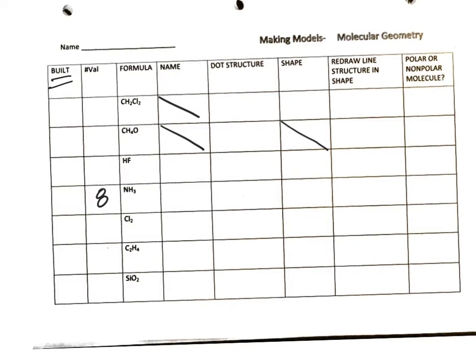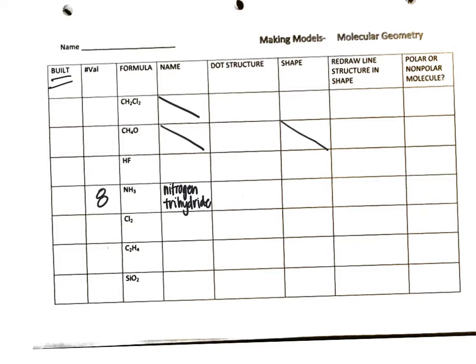So we're going to start with NH3. First, NH3 has 8 total valence electrons. Nitrogen contributes 5, and I have 1 nitrogen. Hydrogen contributes 1, and I have 3 hydrogens, so 8 total. When we are naming this molecule, it is nitrogen trihydride. So I have 1 nitrogen, we never use mono on the first, and I have 3 hydrogens, so trihydride.